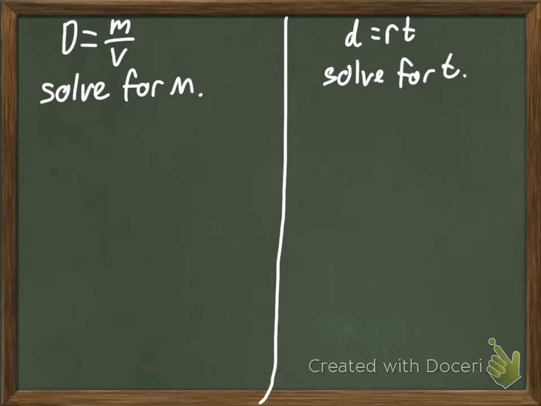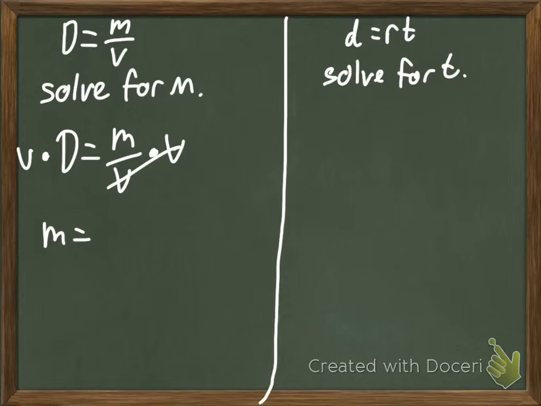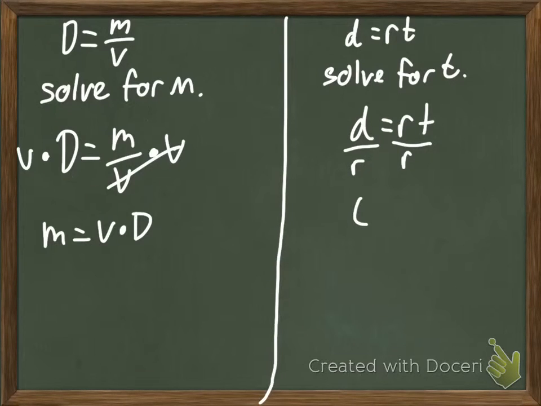Okay, let's solve for m in density. So we know that density equals mass divided by volume. So we want to move the divided by volume. To do that, we're going to multiply by volume, V. And we see that m equals V times D. These variables work like numbers, so we can manipulate them and treat them like they're numbers. So we have distance equals rate times time. Solve for t, we're going to divide by r. So we see that t equals d divided by r.